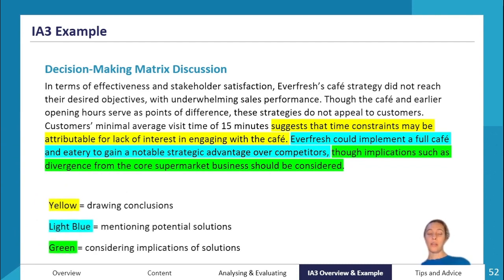Again, more discussion on the decision-making matrix. So here we've got some conclusions that we're drawing. So for example, that 15-minute average visit time that we saw in the decision-making matrix, we're picking that out and mentioning it here. It suggests that time constraints may be attributable for lack of interest in engaging in the cafe. Mentioning potential solutions. So could implement a full cafe and eatery to gain a more notable strategic advantage over competitiveness, but then also considering the implications of that potential solution. Divergence from the core supermarket business may be a problem in that case.